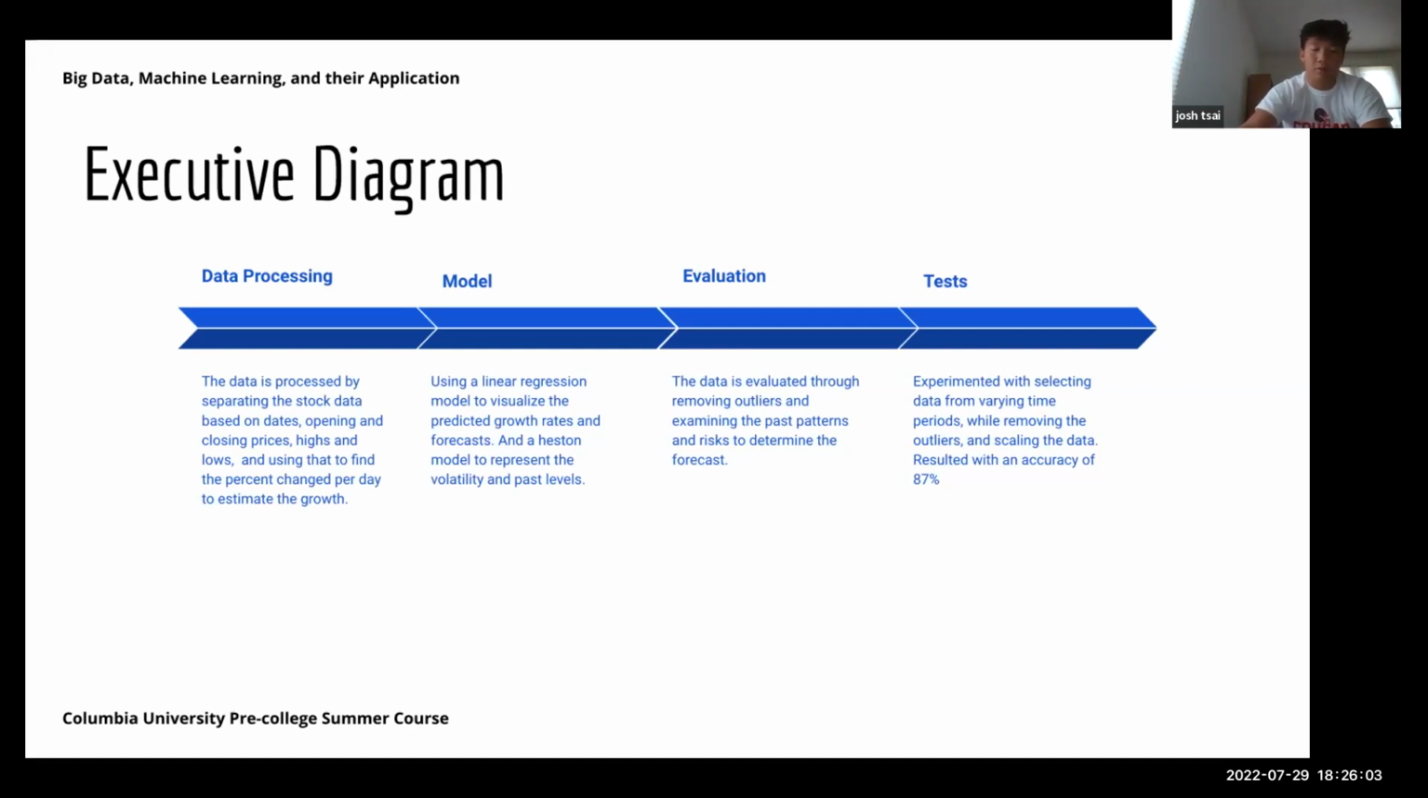And we also use the Heston model to represent the volatility and their past levels. We further improved and validated our data by removing all the outliers and examining past patterns and risks to determine the forecast and our predictions. We experimented with the data by selecting data from different time periods while removing the outliers and scaling the data. We ended up with an accuracy of 87%, which is pretty high.